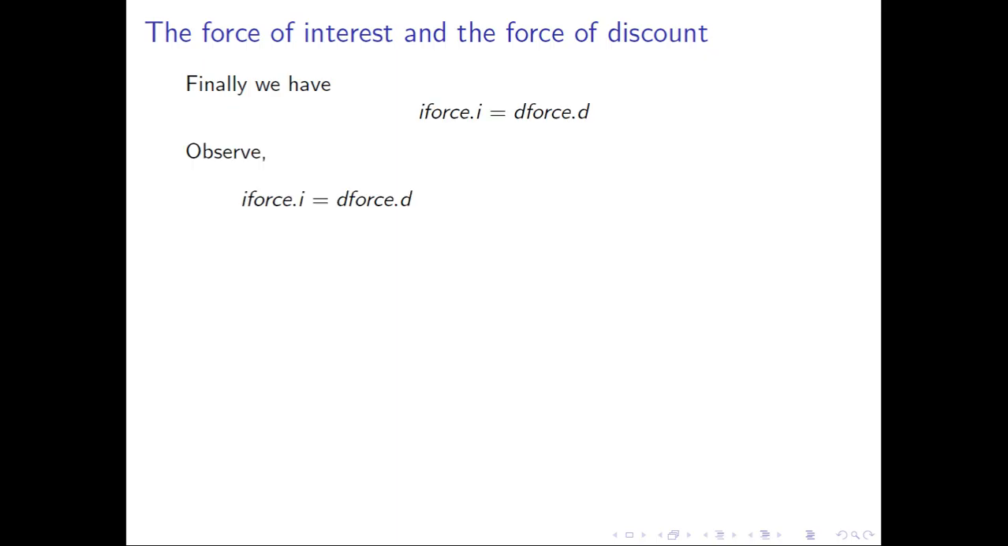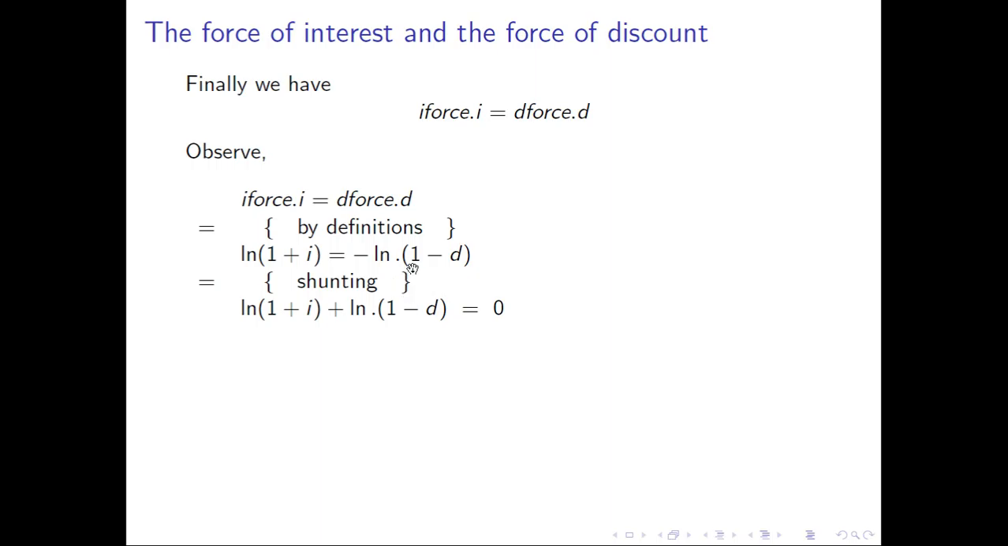Lastly, we have that the force of interest is equal to the force of discount. Now, we'll start off with this expression. By the definitions of the i force and d force, we have ln of 1 plus i is equal to negative ln of 1 minus d. Now, if we shunt this to the left-hand side, we get ln of 1 plus i plus ln of 1 minus d is equal to 0.